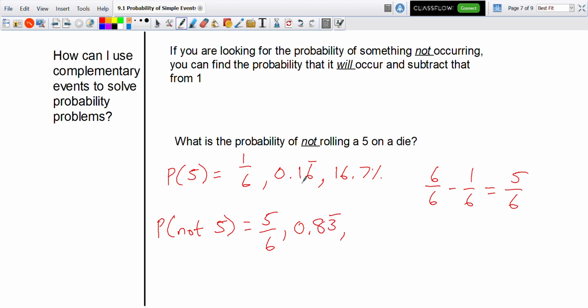If I were to add 0.16 repeating to 0.83 repeating, I get 1. We covered 100% of the outcomes. 16.7% chance versus the 83.3% chance. These two added together form 100% of all outcomes. 16% chance that it's a 5, 83% chance that it's not a 5. Again, these are two complementary occurrences, 5 or not 5.